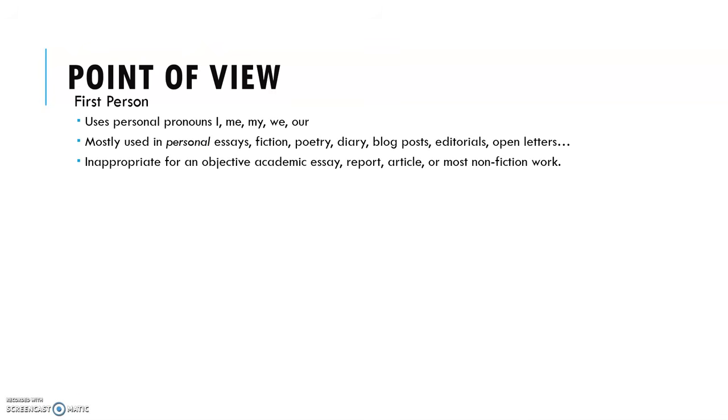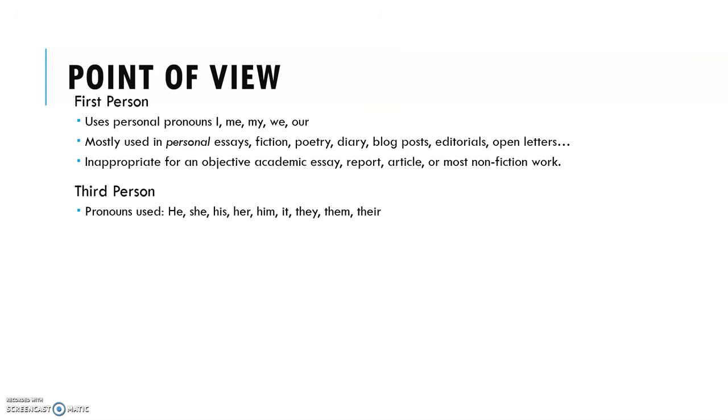First person pronouns use personal pronouns because they put you personally into the writing. These pronouns are I, me, my, we, and our. They're mostly used, again, in personal essays, fiction, poetry, diaries, blog posts, editorials, and open letters. We're used to writing these because we tend to write our own social media posts, we write text messages and conversation. However, it's inappropriate for an objective academic essay, report, article, and most nonfiction work where we do not want to put ourselves and our opinions into it.